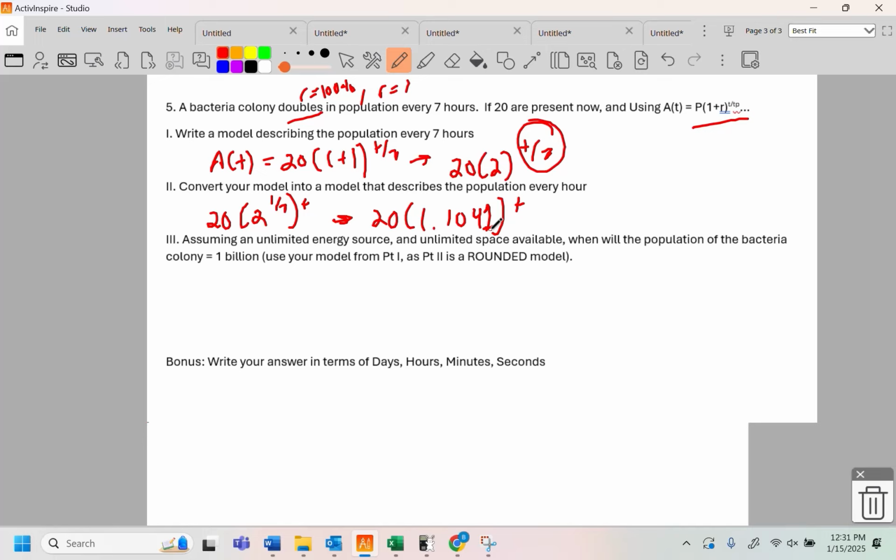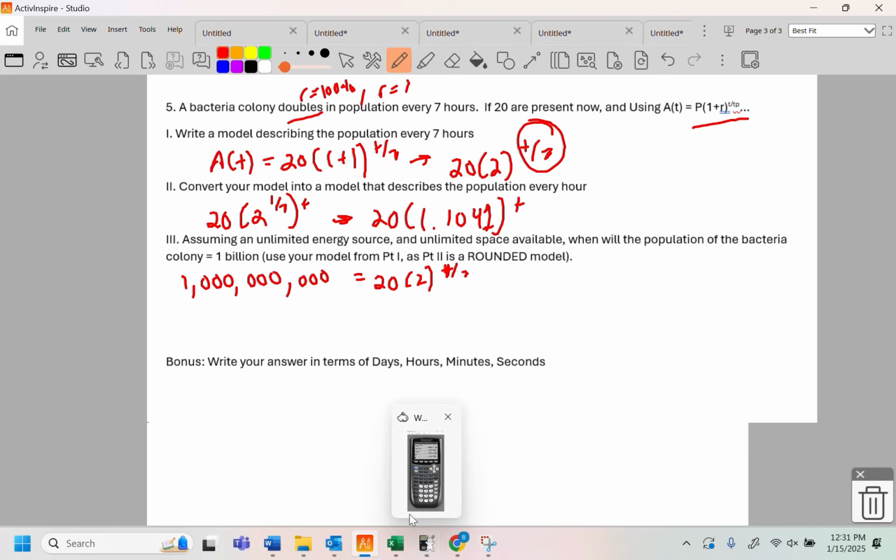I noticed a lot of kids didn't know how many zeros were in a billion. That would be a million, right? That's a billion. 9 zeros. So 1 billion equals 20, and I told you to use the guy from part 1, times 2 to the t over 7.